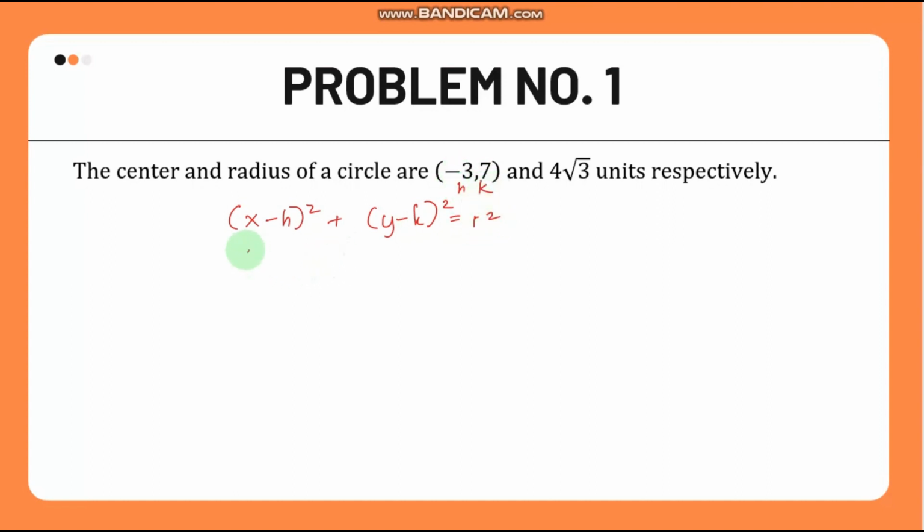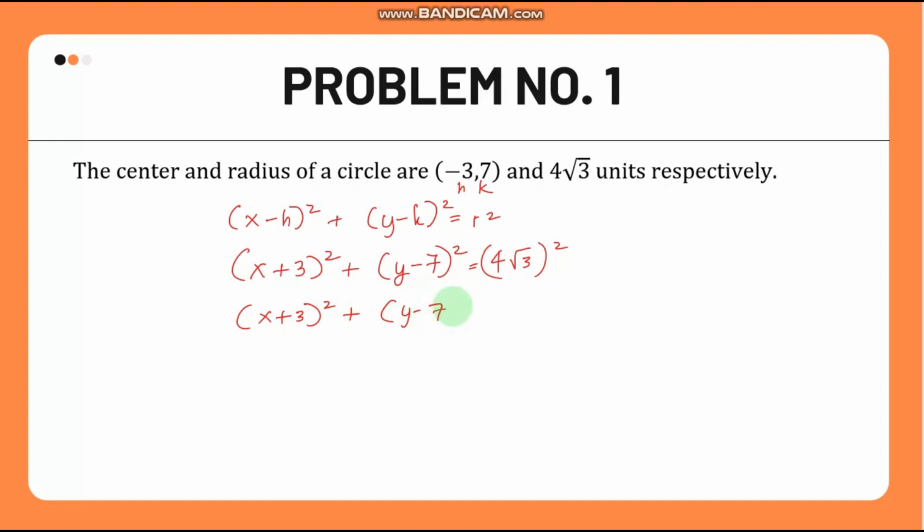By substitution, we have x, h is -3, so this becomes x + 3 squared, plus y, k is 7, so y - 7 squared, is equal to r, so (4√3) squared. Simplifying this one, we have (x + 3)² + (y - 7)² = 4 squared is 16. So 4 times 4, 16. Then just cancel the square root, so we have 3. 16 times 3, 48. So this is the equation of the circle.